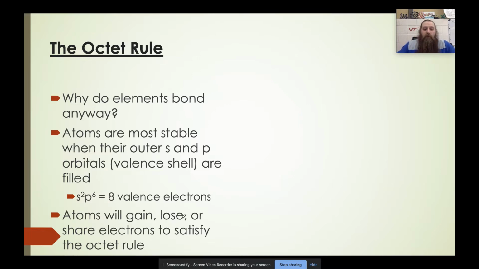Atoms will gain, lose, and share electrons to satisfy this rule. Gain or lose is going to be an ionic bond. Share is going to be covalent bonds. All right, and we're going to look at all of those.